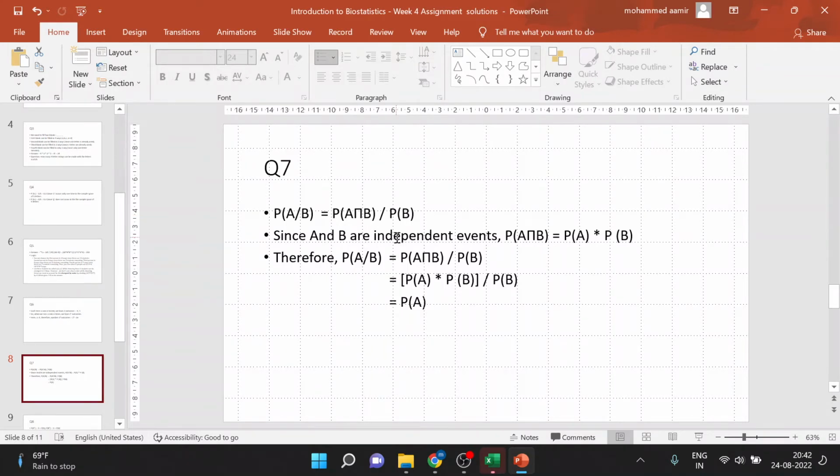This comes from our conditional probability formula. And since A and B are independent events, P of A intersection B is nothing but P of A into P of B. Now, if you substitute P of A intersection B as P of A into P of B, you get this in the above, divided by P of B, and P of B gets cancelled, and you remain only with P of A. So when A and B are two independent events, then P of A given B is nothing but P of A.